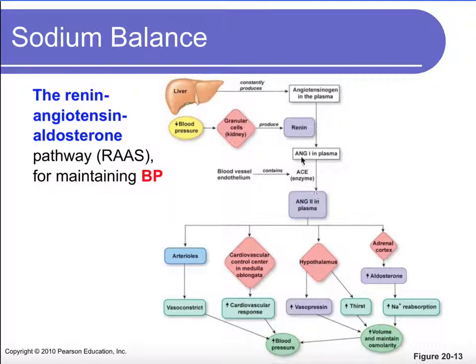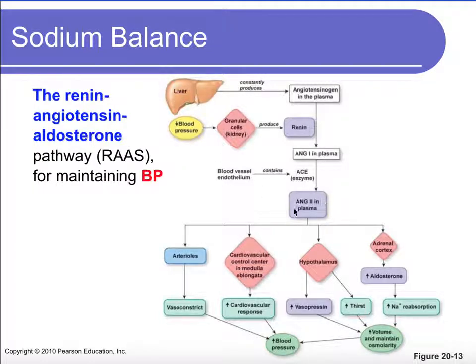So the reason we would call something Ang1 is probably because there's an Ang2, and there is. Now, Ang1 will turn into Ang2 with the help of ACE. ACE stands for angiotensin converting enzyme because it converts angiotensin 1 to angiotensin 2. ACE is made by the endothelium of your blood vessels inside your lungs.